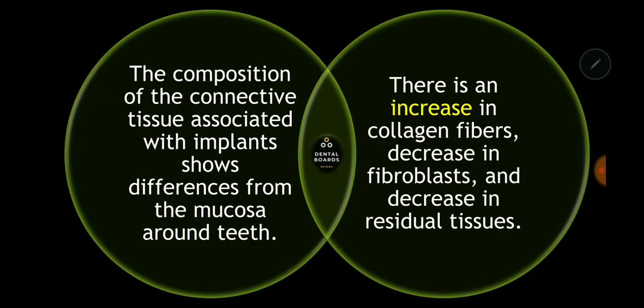Another point that you need to know: the composition of the connective tissue associated with implants shows differences from the mucosa around the teeth, in that there is an increase in collagen fibers, a decrease in fibroblasts, which is one of the questions we just answered, and a decrease in residual tissues.